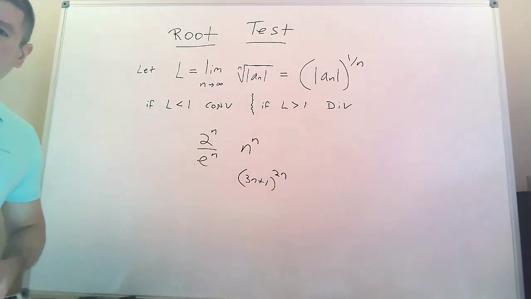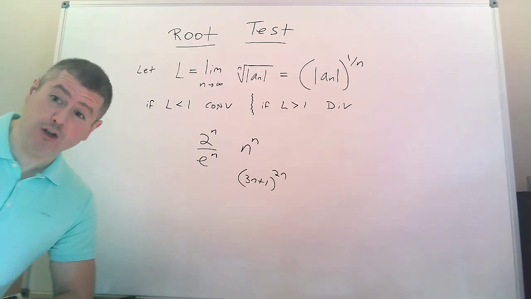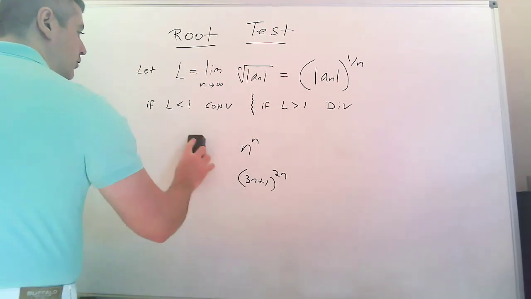If this limit is equal to 1, then you made a poor choice. You tried to use the root test when you can't use the root test. This is the only time that you get a 1, and 1 is inconclusive.